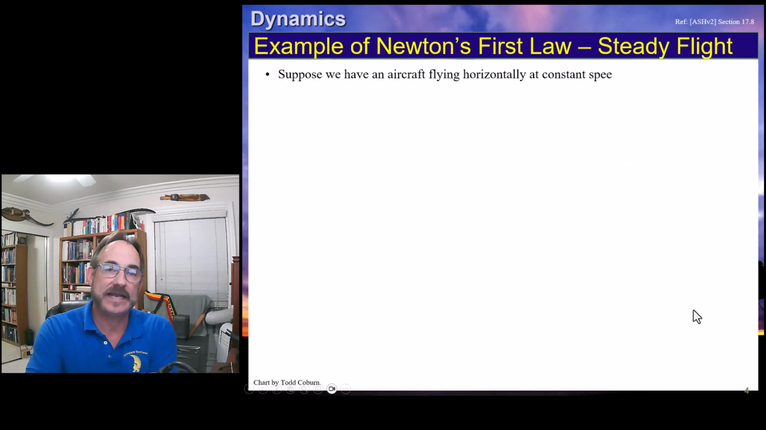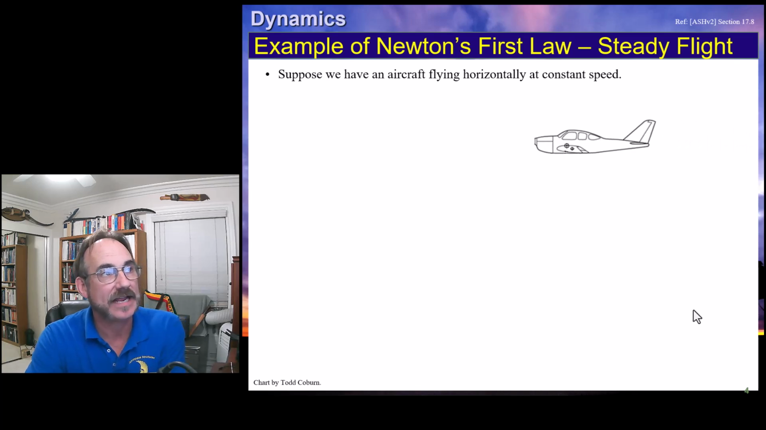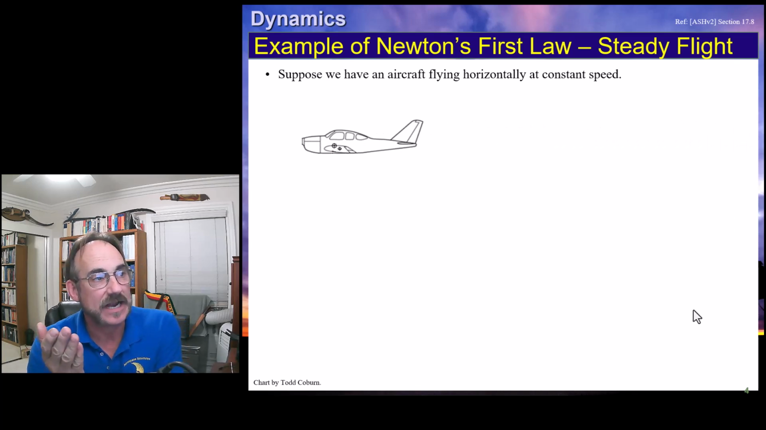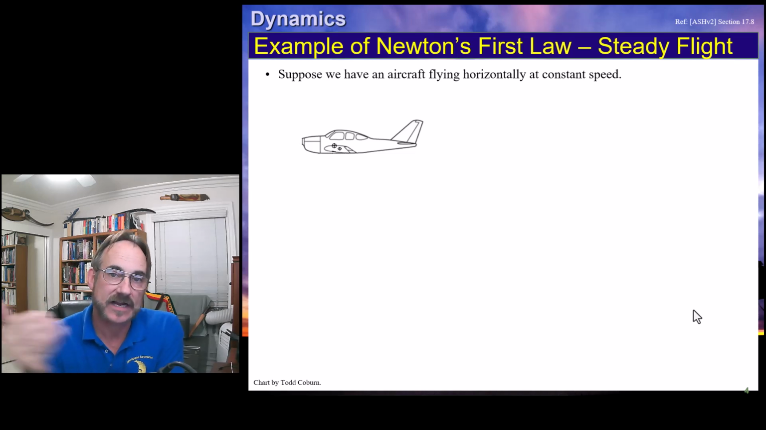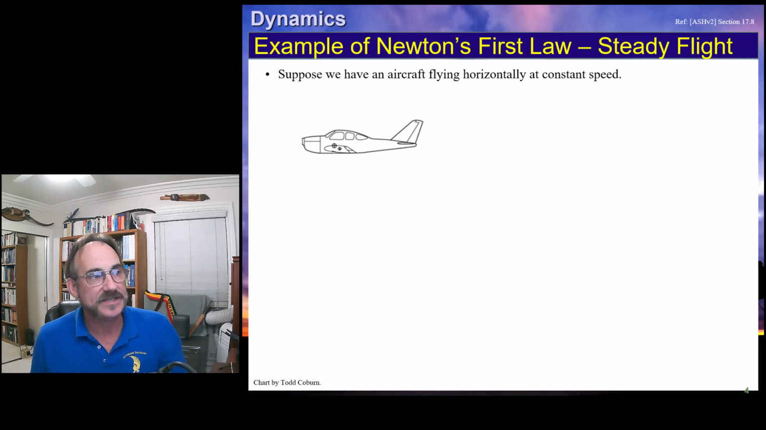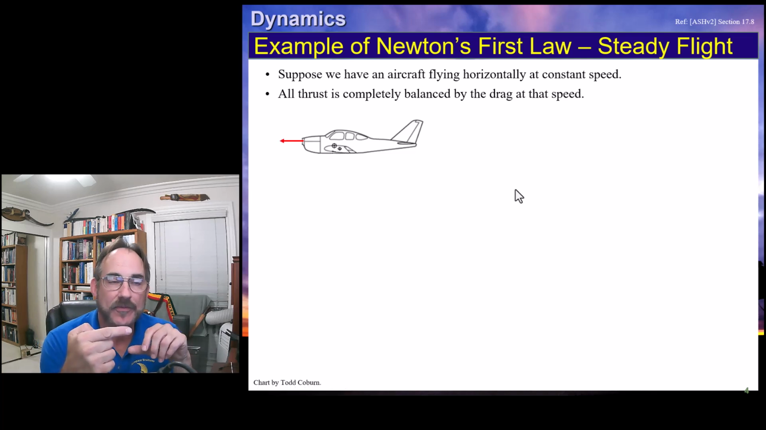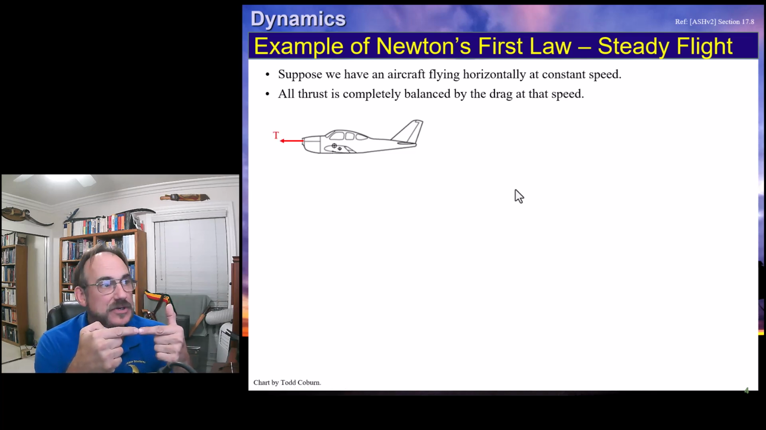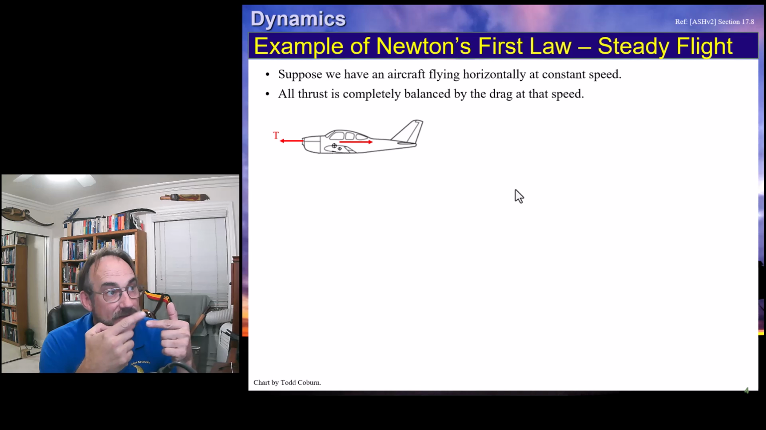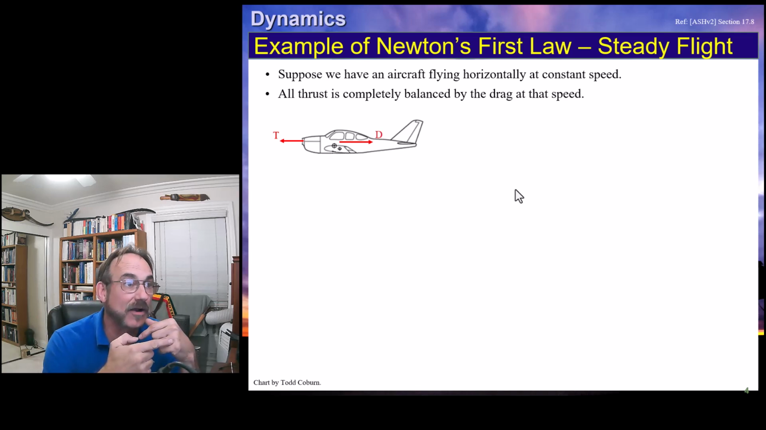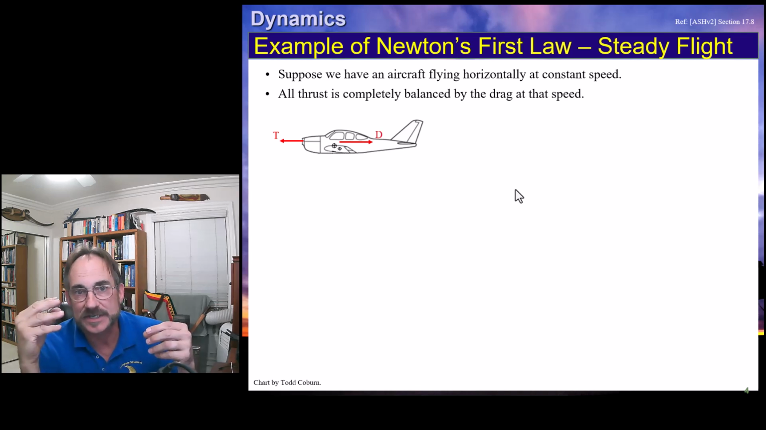Another example that we can think of is when we have an aircraft flying in steady flight. Notice this aircraft is flying with a constant speed. And when this is happening, our thrust is completely balanced by the drag. The thrust on it, in this case a prop aircraft, is pulling the aircraft along. The drag is resisting it.